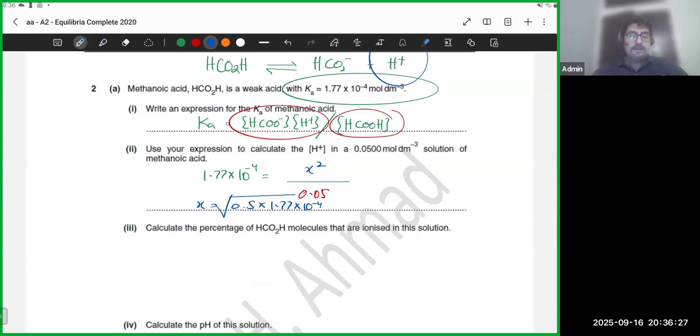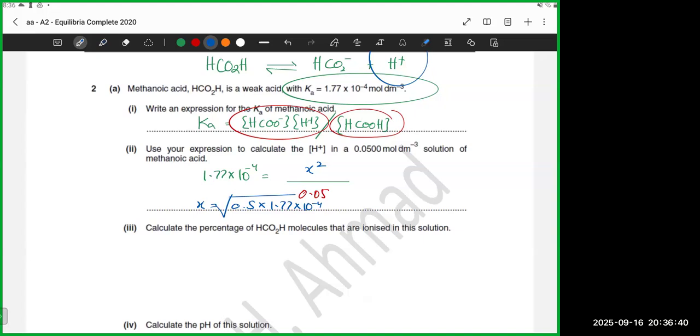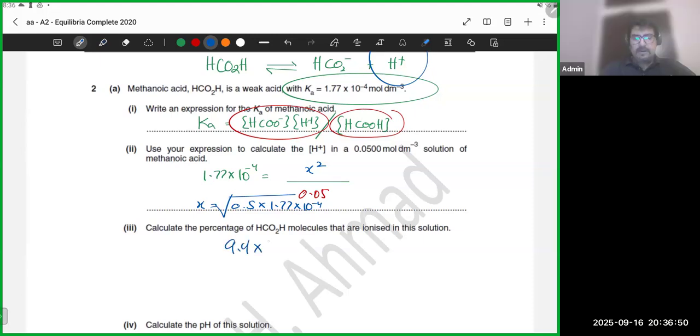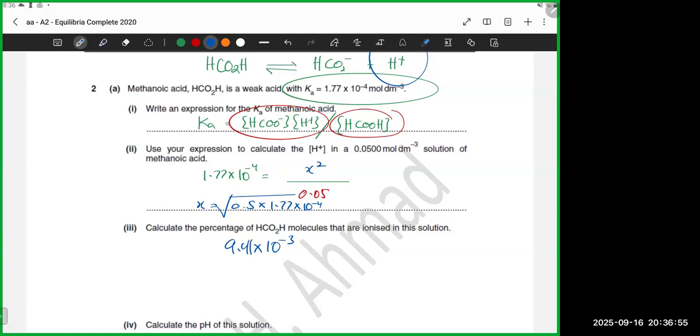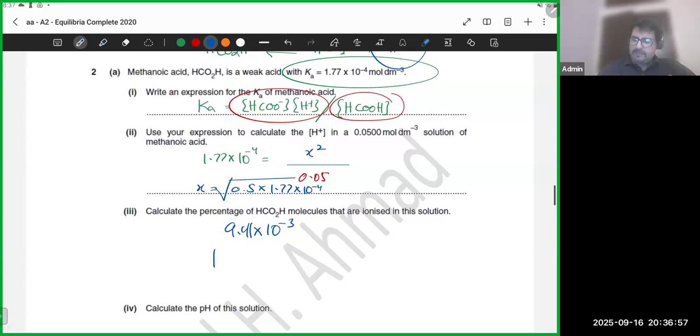He's just asking, in the next part, he's asking for the pH as well. So, what is this? 0.05 times 1.77 exponent minus 4. The answer is 9.41 times 10 to the power of negative 3. Yes, 9.41. One second. Take the pH as well. Take the negative log of this. What do you get? Because the next part is about pH.